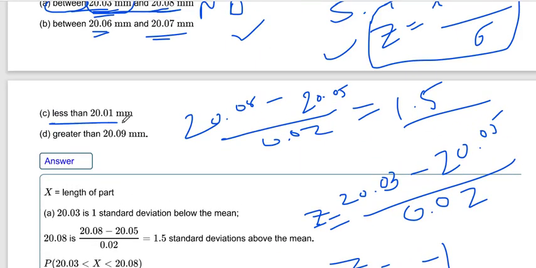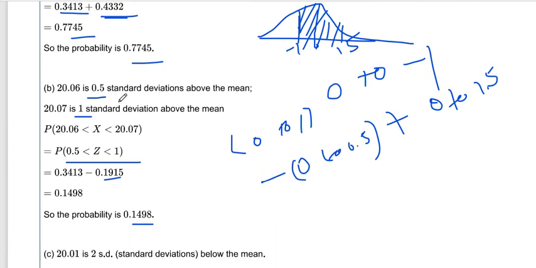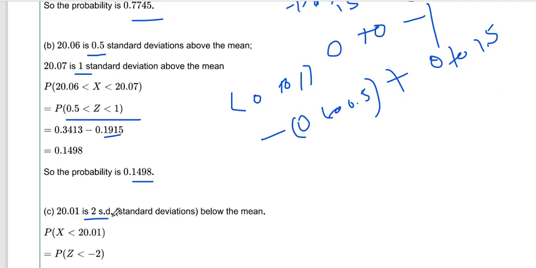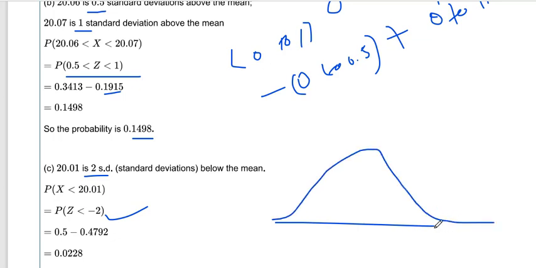Then the third one is less than 20.01. First of all, find the Z value of 20.01, which is minus 2, since below the mean means minus. So Z less than or equal to minus 2. Make a curve. Here we have 0 and here we have minus 2, and less than minus 2 means we have to calculate this probability or area. This type of example we already discussed in the last example.